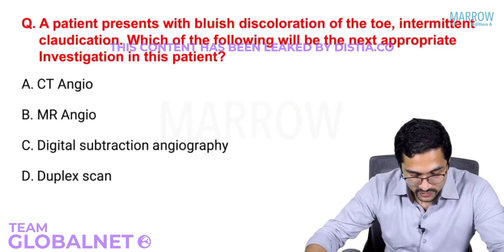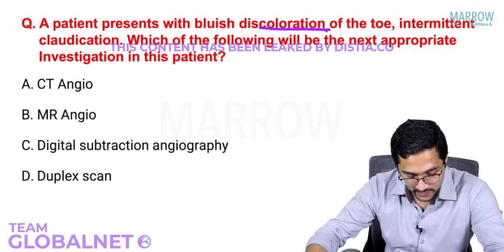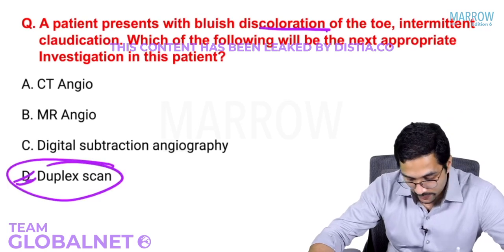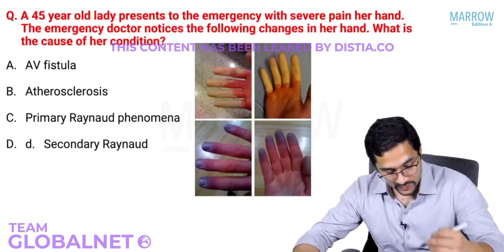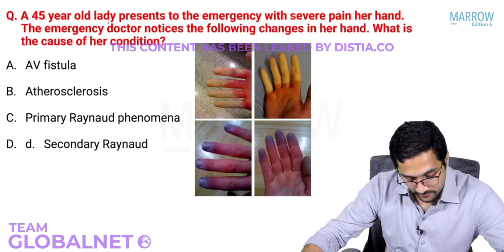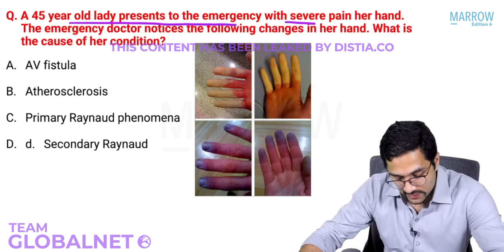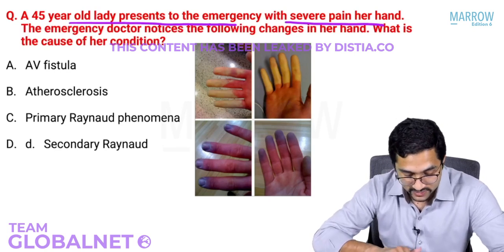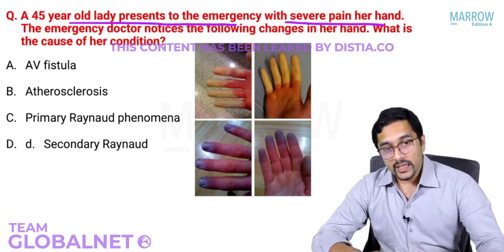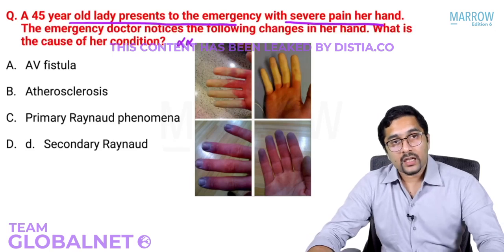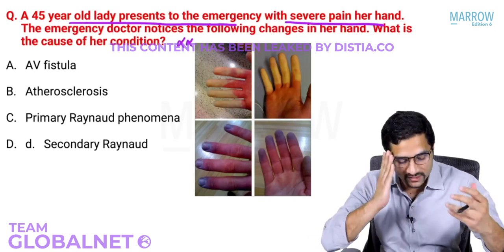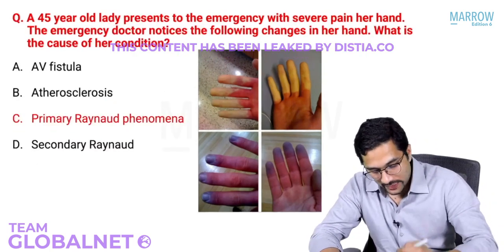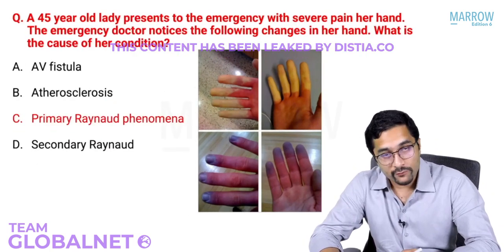Patient presents with bluish discoloration of the toe, intermittent claudication. What will be the next appropriate investigation? It is going to be a duplex scan, which we've discussed previously. A 45-year-old lady presents to the emergency with severe pain in her hand. This was asked in the FMG exam. You can see these are findings of Raynaud's. They have not mentioned any association with collagen vascular diseases. So the answer is going to be primary Raynaud's phenomenon. That is the answer, primary Raynaud's phenomenon.